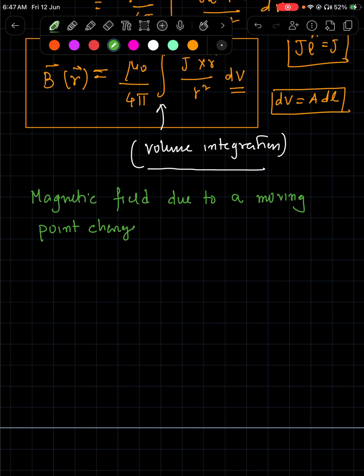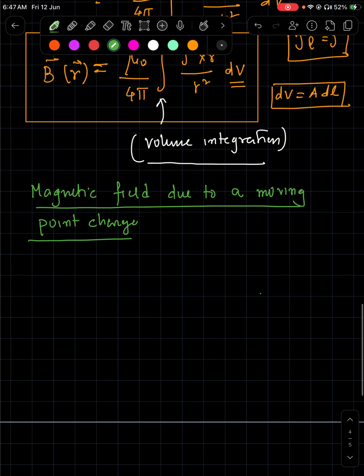There are many ways to express this, but I am going to express it in my way. Suppose a point charge Q is moving along this direction with a velocity v, and we have to find the magnetic field here. So this is the R vector, and that is theta, say. We have to express the magnetic field here.